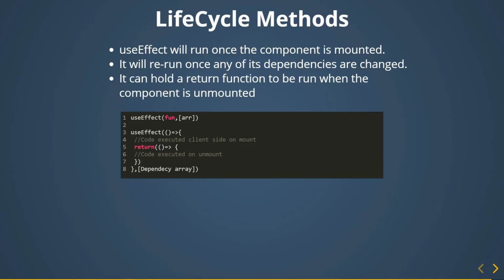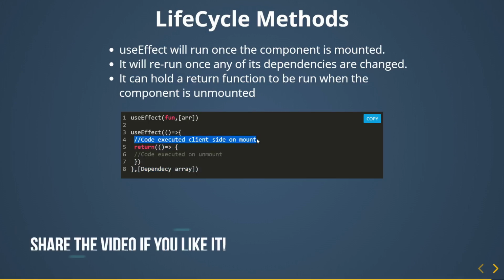Okay, so let me take a step back and go over this again in a very slow and organized manner. What I just said is that useEffect as a hook will take a function and it will take an array, yeah? That function, here an arrow function that I'm sending, handles code that will be executed on the client side on the mounting of that component.